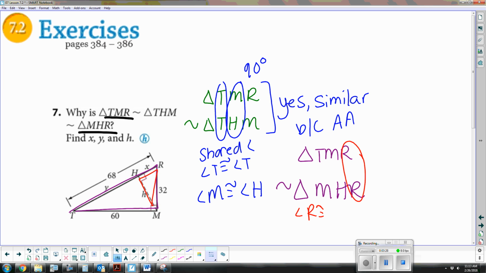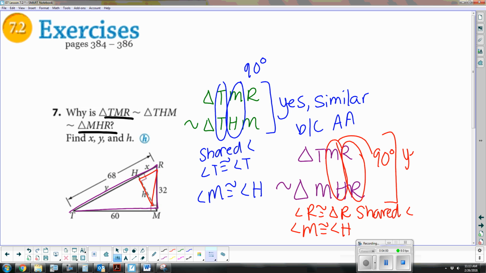angle R is congruent to angle R because it's a shared angle. And then secondly, angle M is 90 degrees and angle H is 90 degrees. So these two are both 90 degrees. So angle M is congruent to angle H. So these two triangles are similar because of angle.